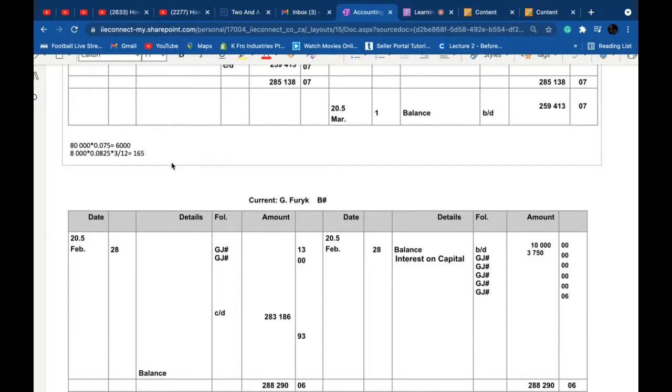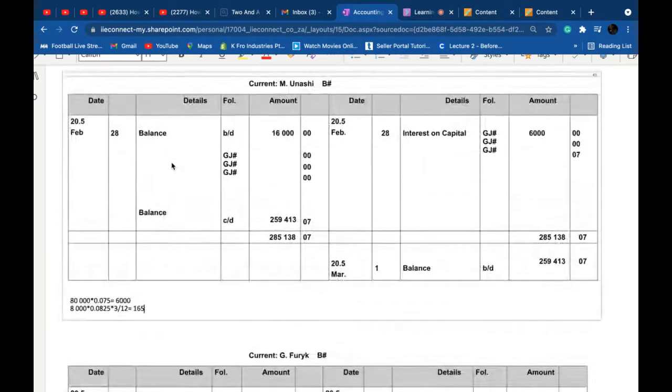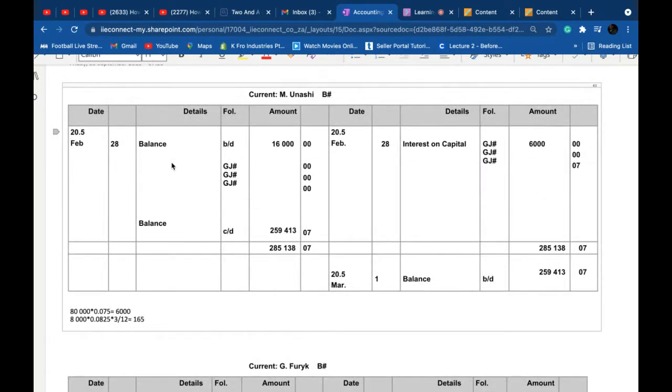Cool. Right. So now are we debiting or crediting this interest on drawings? Are we penalizing or are we rewarding them? Penalizing. Okay. So are we going to credit or debit? We're going to debit. Okay.